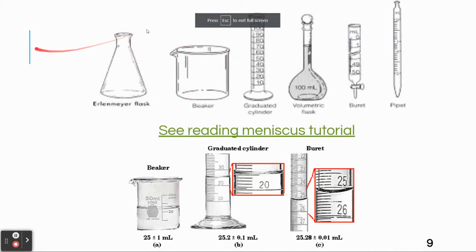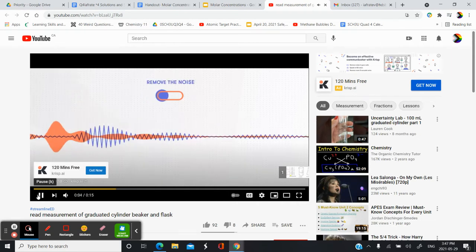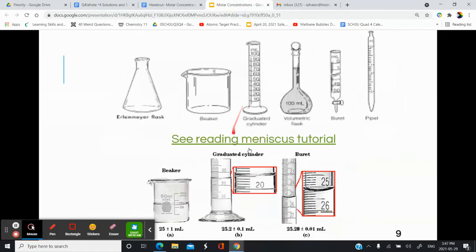Here we can see a few different tools. If you click on here, there's a reading video that goes over measuring the volume of water from the meniscus. Do go over that video again to get some more practice. These are a whole bunch of different tools. The ones that we're going to focus on in this unit are the volumetric flask, the burette, the volumetric pipette, and also a little bit of the graduated cylinder here.